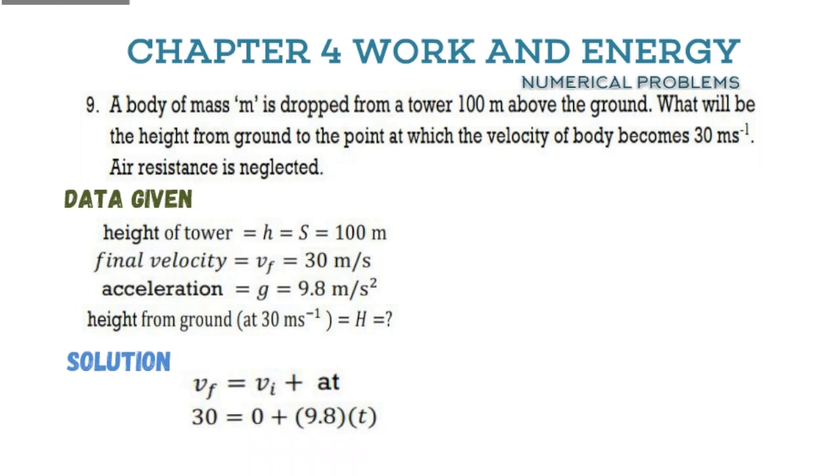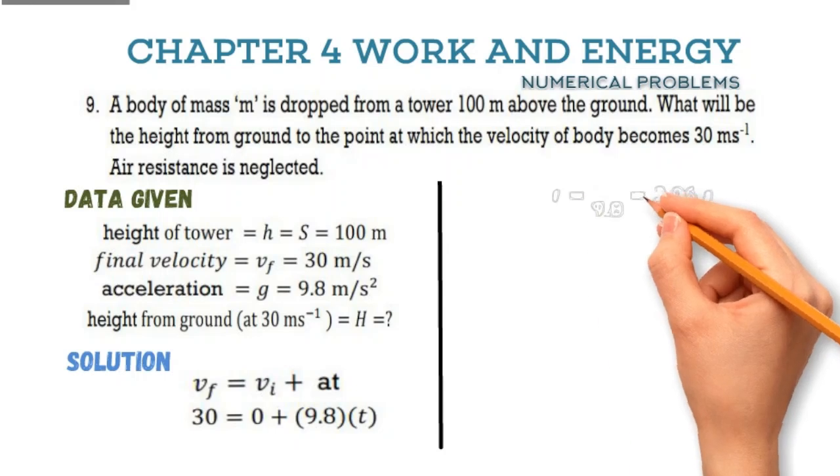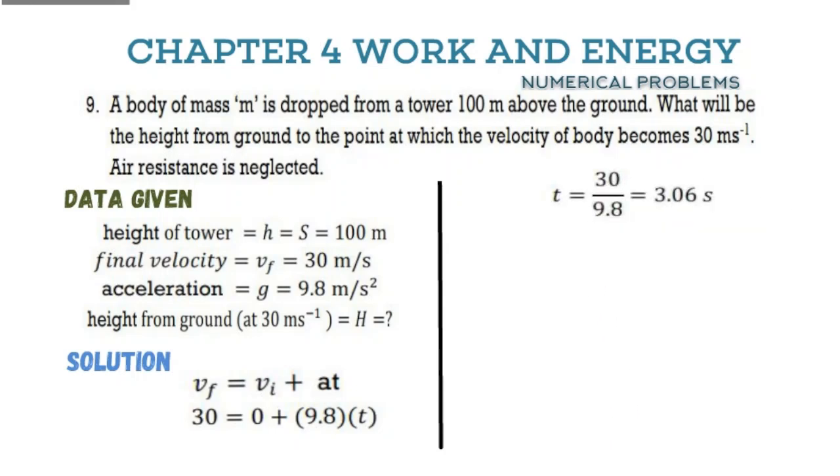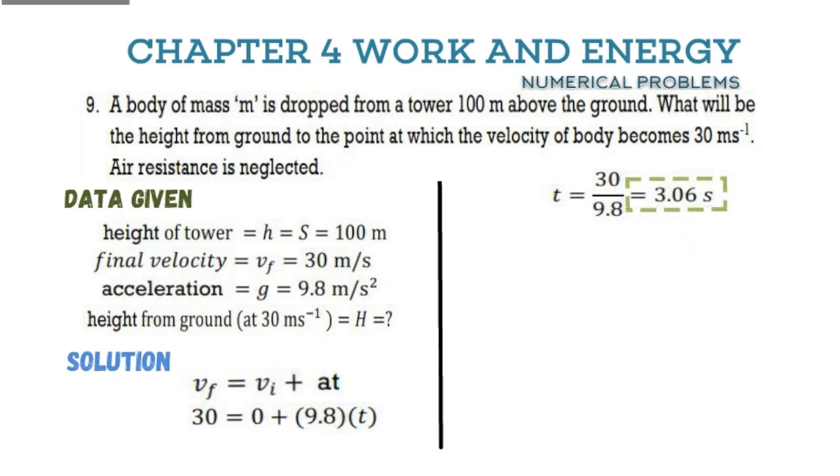We know the final velocity is 30 meters per second, and the acceleration is 9.8 meters per second squared. Divide 30 by 9.8, and we get approximately 3.06 seconds. So, it takes about 3.06 seconds for the body to reach a velocity of 30 meters per second.